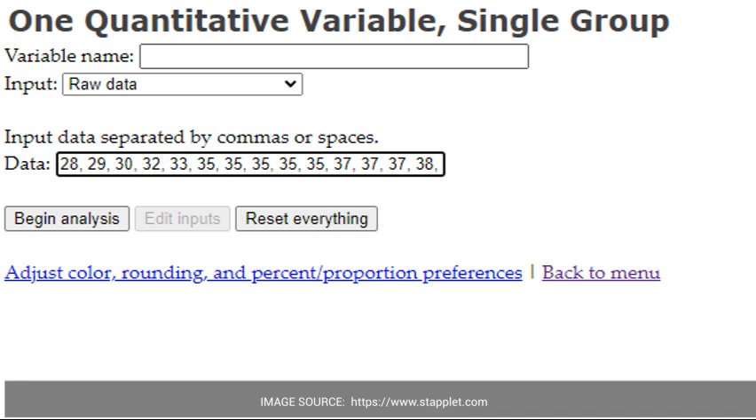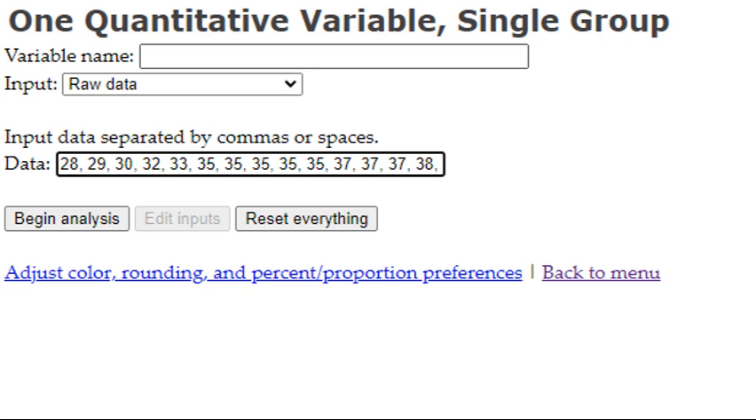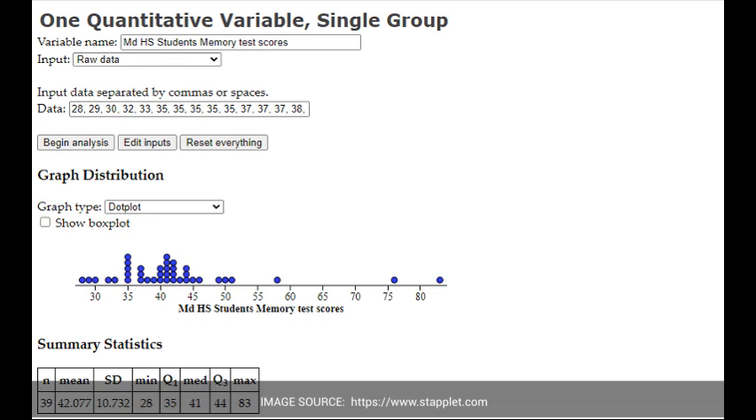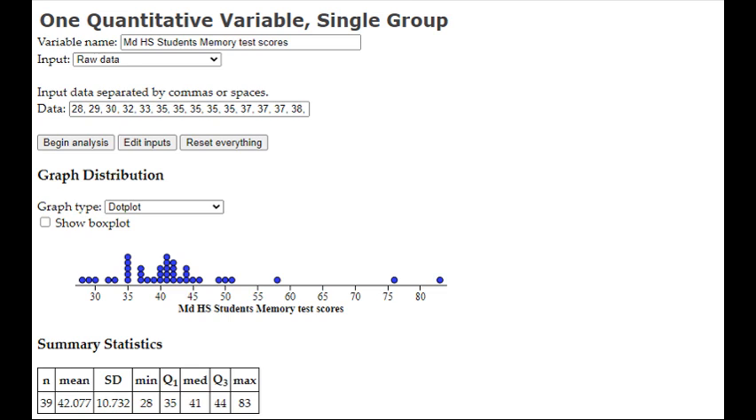First, let's take one of our data sets. Using the 39 answers from the scores in the memory test, we use the Statplet found at www.statplet.com, input the data, and arrive at a summary analysis as follows. On the Statplet, click on the choice for one quantitative variable single group because you are only looking at one set of data here, the memory test scores. I named the dataset variable as Maryland high school students' memory test scores and clicked on the drop-down for raw data and entered the memory test scores, and then I clicked Run Analysis.